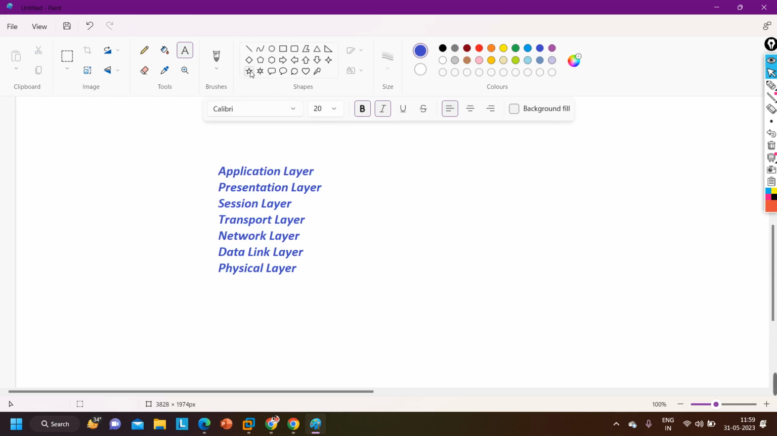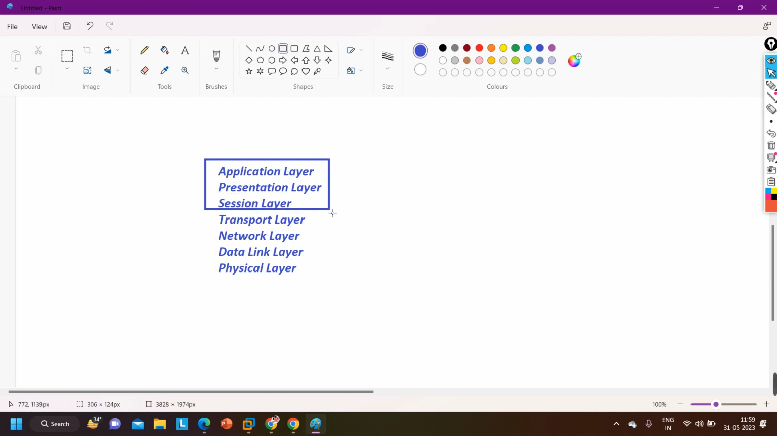Okay. Now, these upper 3 layers are not for us. On these upper 3 layers, network software works, like application developers, software developers, and software testers. Those guys work on these layers. Our work starts from the transport layer. Network engineers work on the transport layer to the physical layer.